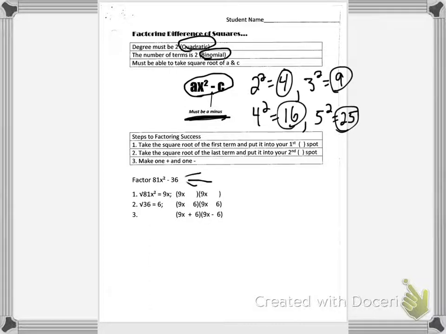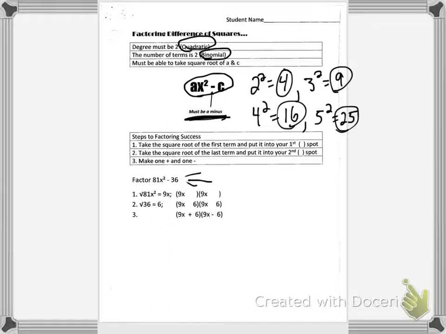And then I must be able to take the square root of a and c. 81 is my a value. I can take the square root of that. 36 is my c value. I can take the square root of that. And I have a minus sign in the middle. So it meets all 4 of my conditions, so I can now use this rule.